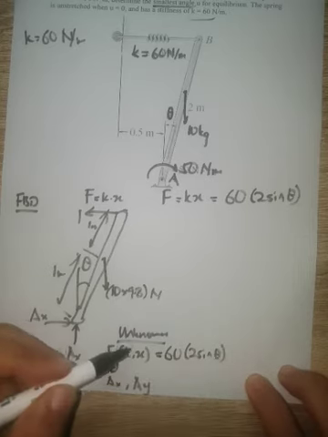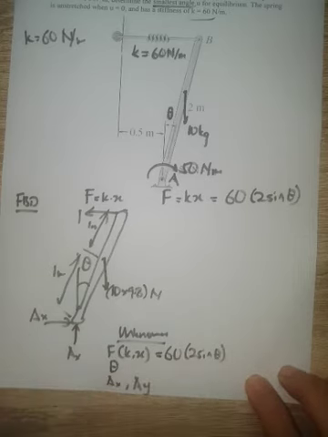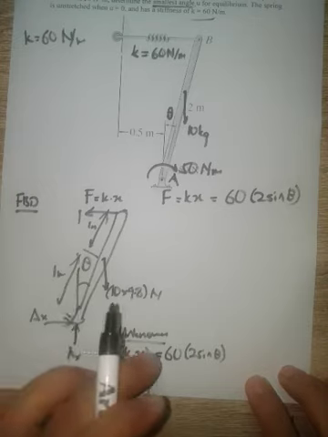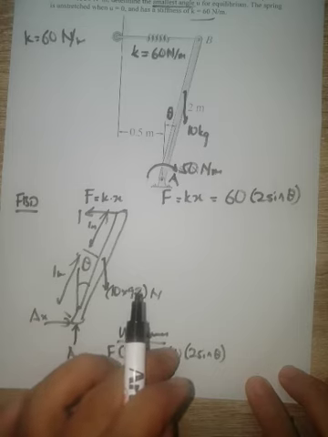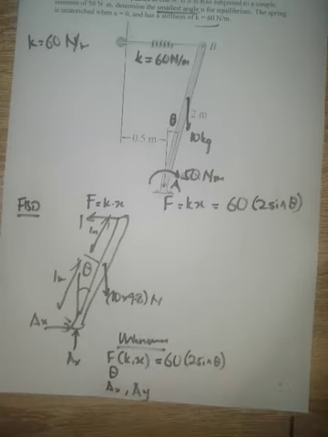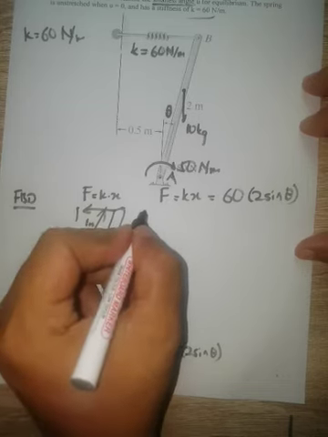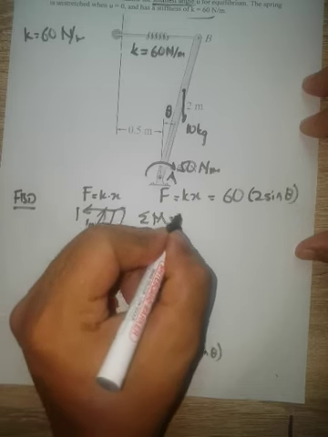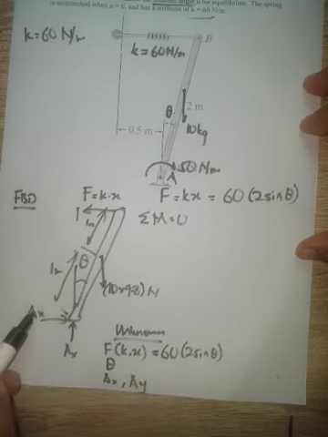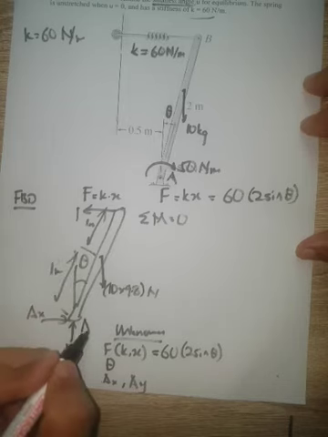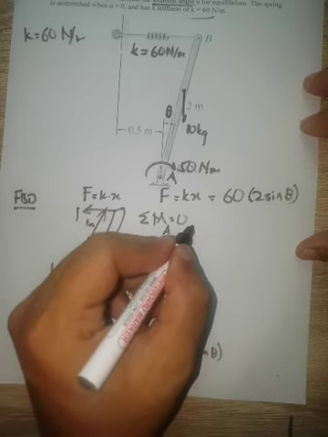So if we look at the unknown values here, how many do we have? Actually we have only 3: AX, AY and theta, because F we have defined as 60 times 2 sine theta. Now, because we want to find the value of theta, next we take the total moment equal to 0. Since we are not interested in AX or AY, we take the moment at joint point A equal to 0.